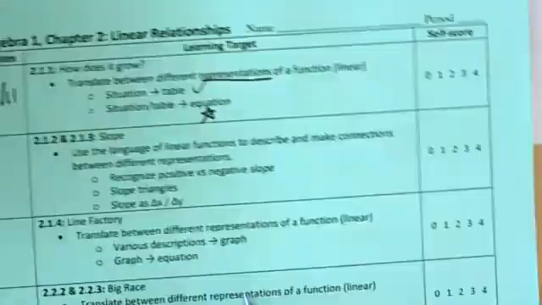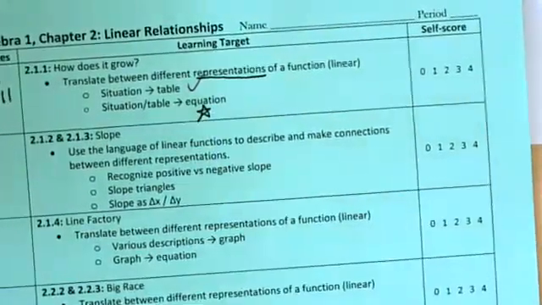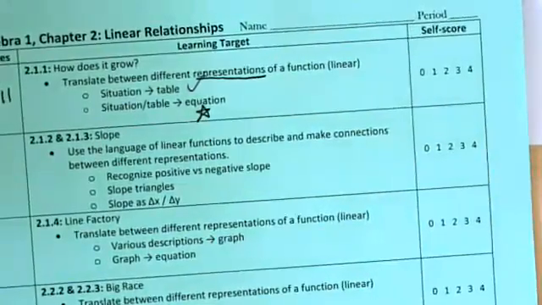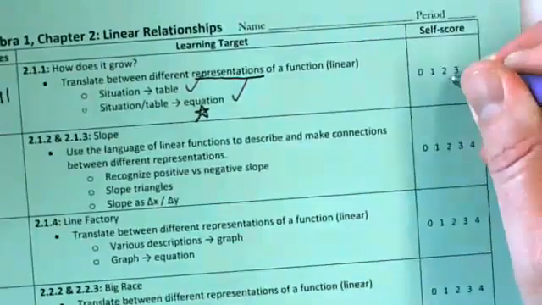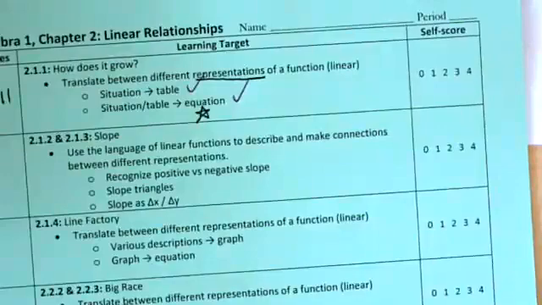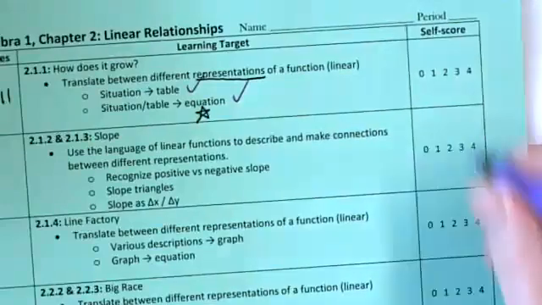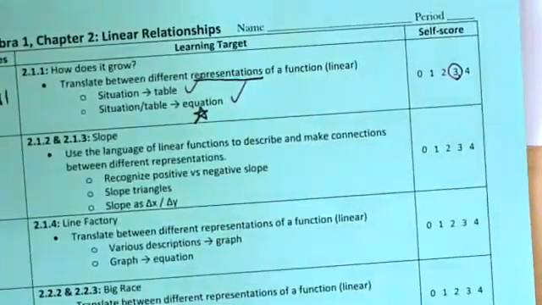How about situation or table to an equation? Are you guys feeling pretty confident writing that equation, getting those two numbers in the correct spots? Go ahead and score yourself. I'm going to say that probably most of us are going to be in the 2 or 3 range, even if you totally get this, because you really haven't had a chance to practice it yet. Once you've done a couple of problems where you didn't have to get help or look at your notes, that's where I would move yourself into the 4 range.